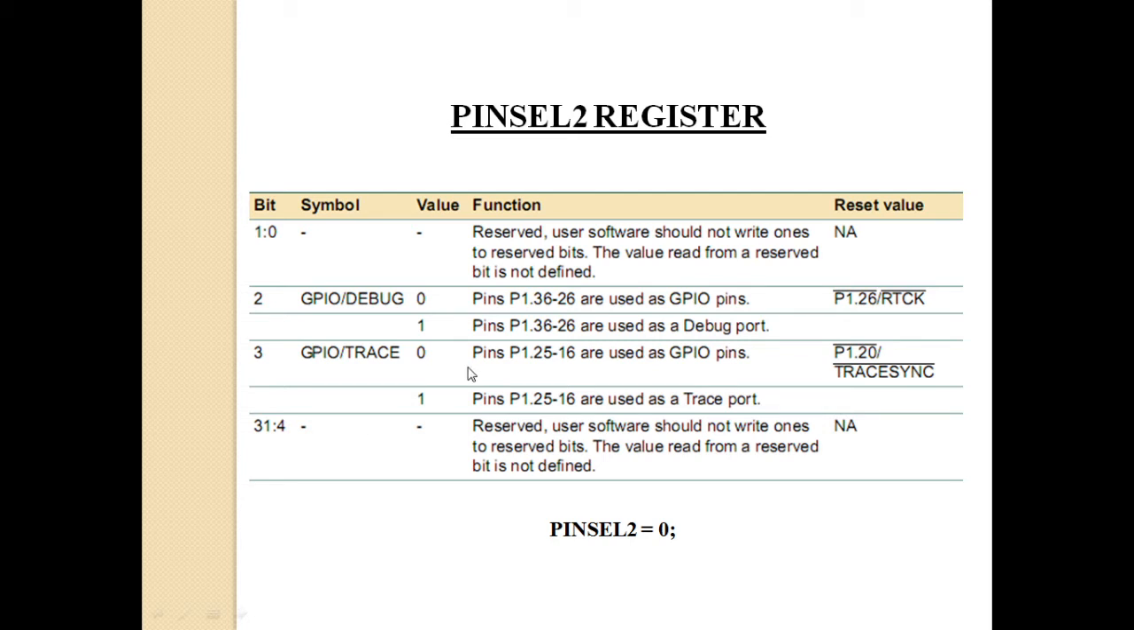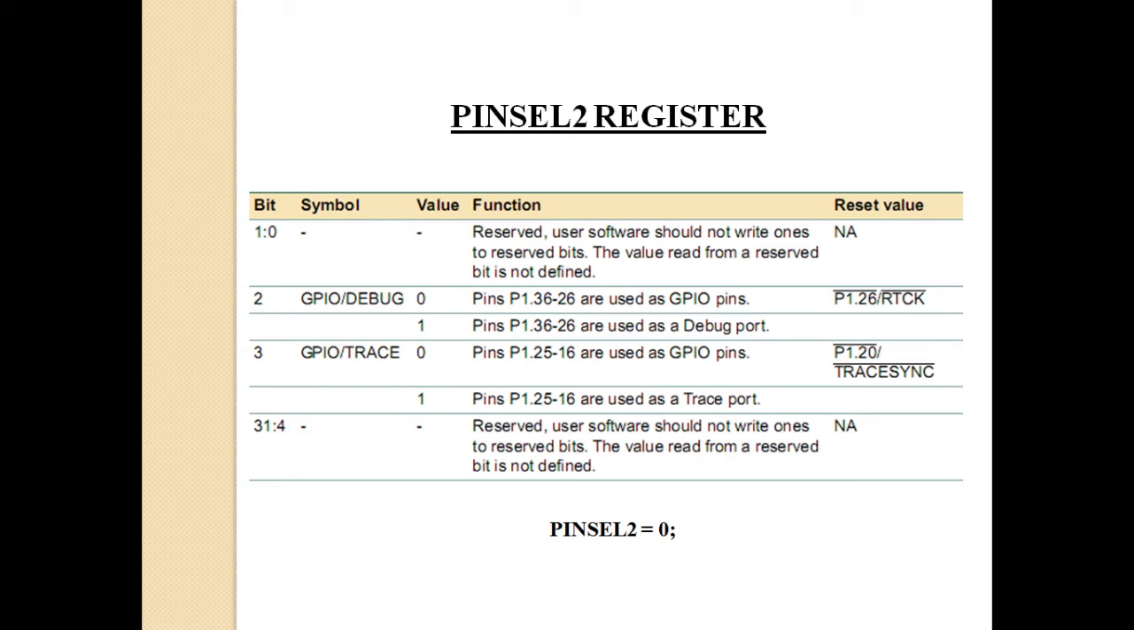P1.16 to P1.31 as GPIO pins. Right. So if you are writing a value 0 to the PINSEL2 register, you will be configuring P1.16 to P1.31 as GPIO. So here 0 means it is actually 32 zeros.